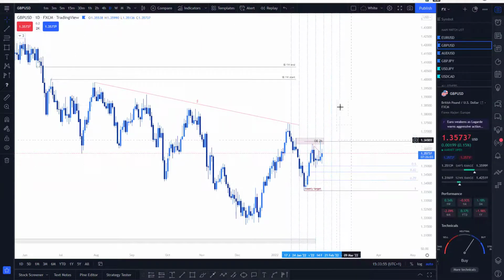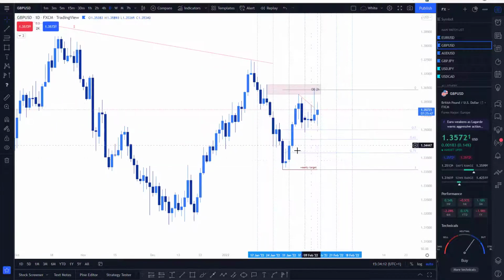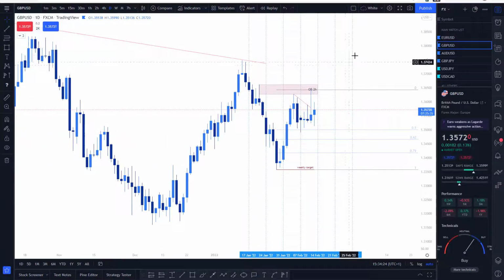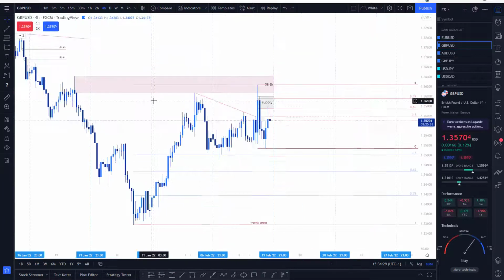yes, now this push down didn't break this low yet, and we had retracement for last week, and this week we were hanging around this area. And also, let's see what happened yesterday on the 4-hour for now.